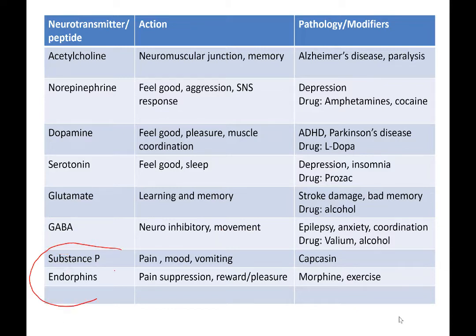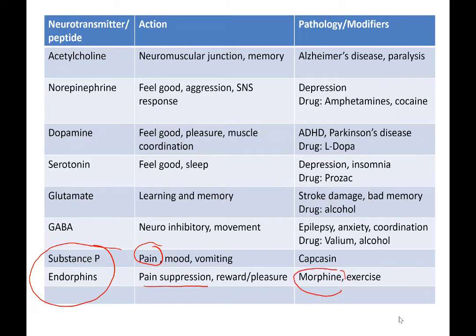Substance P and endorphins, those last two, are the only ones that don't recycle at the end of the neurotransmitter, because they're considered to be neuropeptides. All I want you to associate with substance P is pain, and endorphins are going to be pain suppression. So they're the opposite of each other. The other thing that's important about endorphins is that exercise can boost them. It has to be chronic over several weeks and has to have a level of intensity with it.